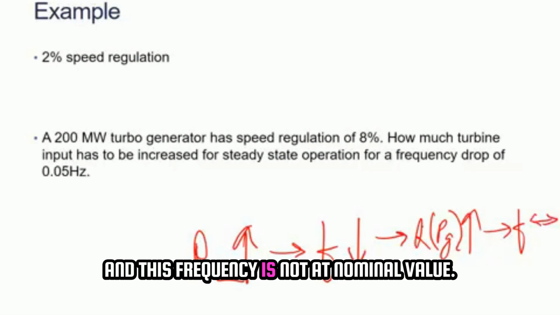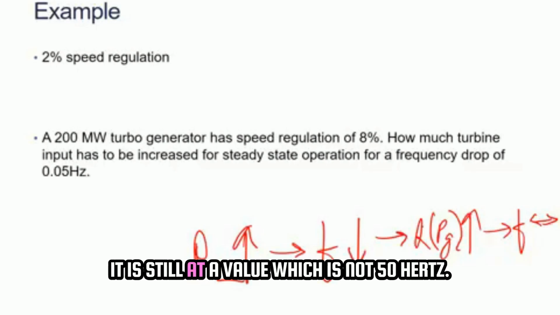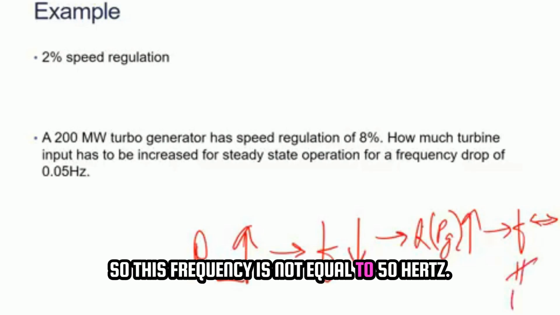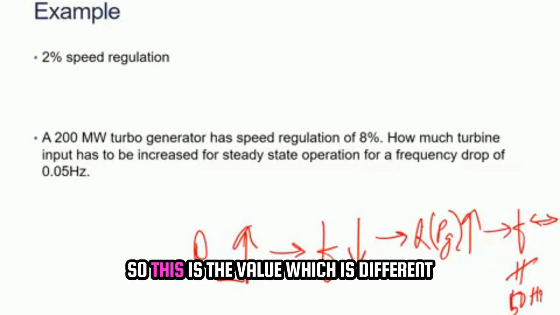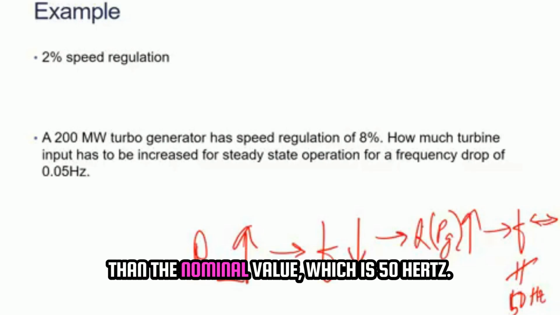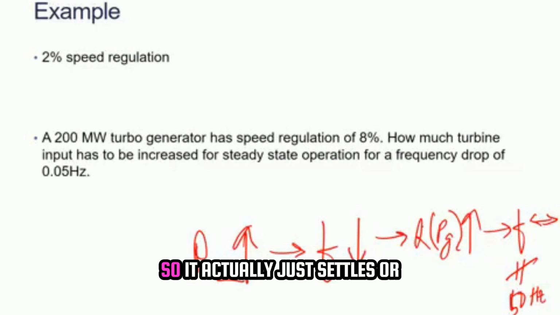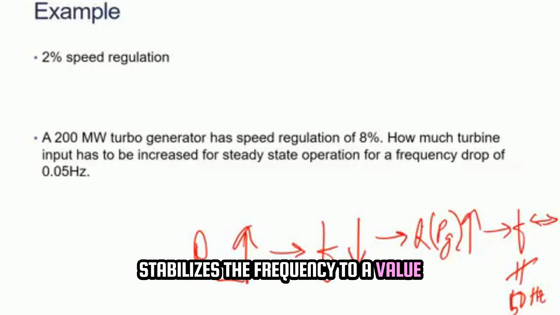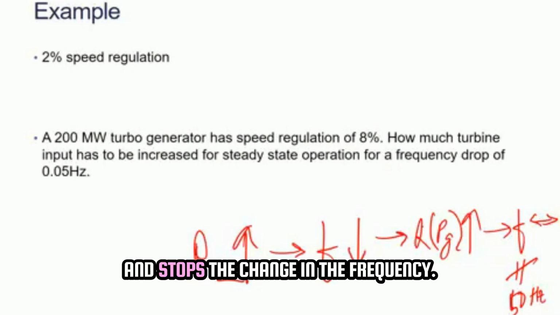And this frequency is not at the nominal value. It is still at a value which is not 50 hertz. This is the value which is different from the nominal value, which is 50 hertz. So it actually just settles or stabilizes the frequency at a value, and stops the change in the frequency.